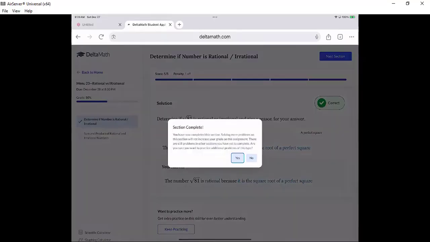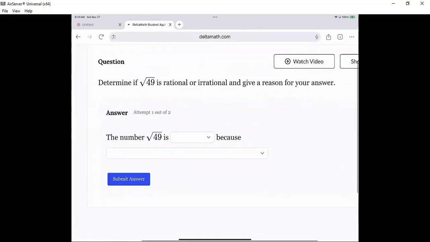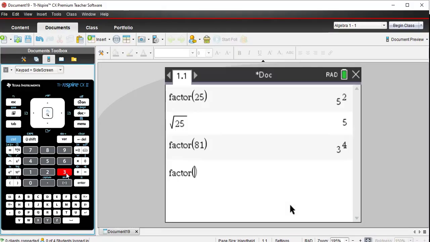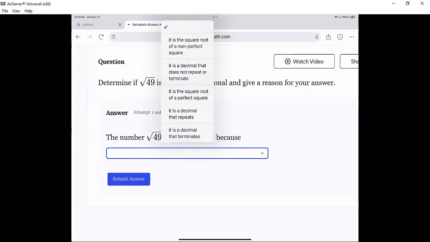Let's do one more. Is this number a perfect square? 49 is. But again, if you're not sure, do menu 23, type the number in, and look at the exponent. If all the exponents are even, it's a perfect square. Boom, that's as simple as I can make this. So this is a perfect square, which means that when we take the square root of it, it's going to be rational. And that's all we have to say.